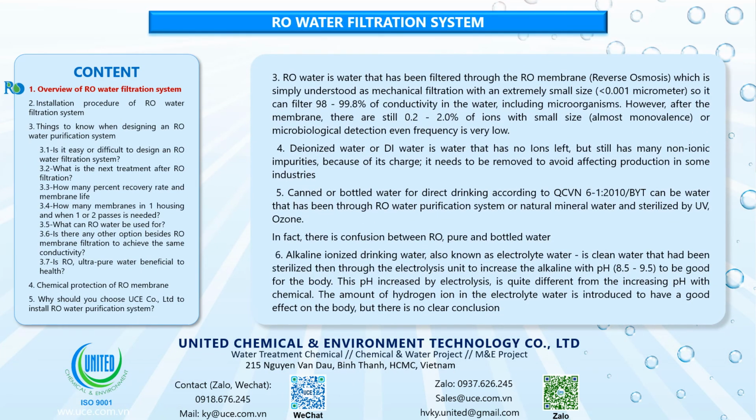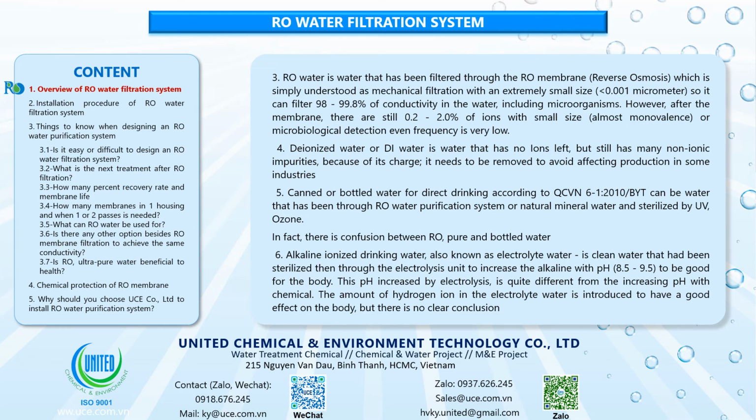3. RO water is water that has been filtered through the RO membrane, reverse osmosis, which is simply understood as mechanical filtration with an extremely small pore size, less than 0.001 micrometer, so it can filter 98 to 99.8% of conductivity in the water, including microorganisms. However, after the membrane, there are still 0.2 to 2.0% of ions with small size, almost monovalent, or microorganisms detected at very low frequency.